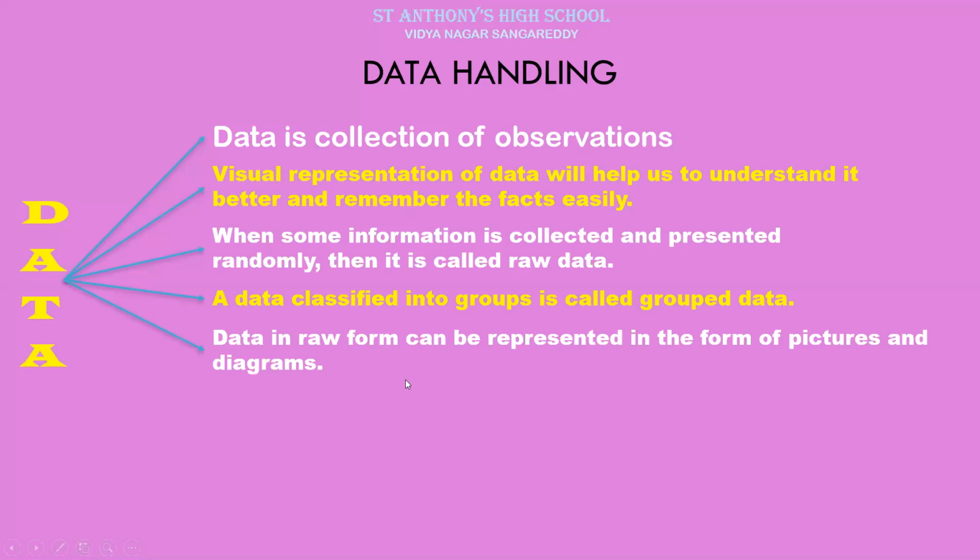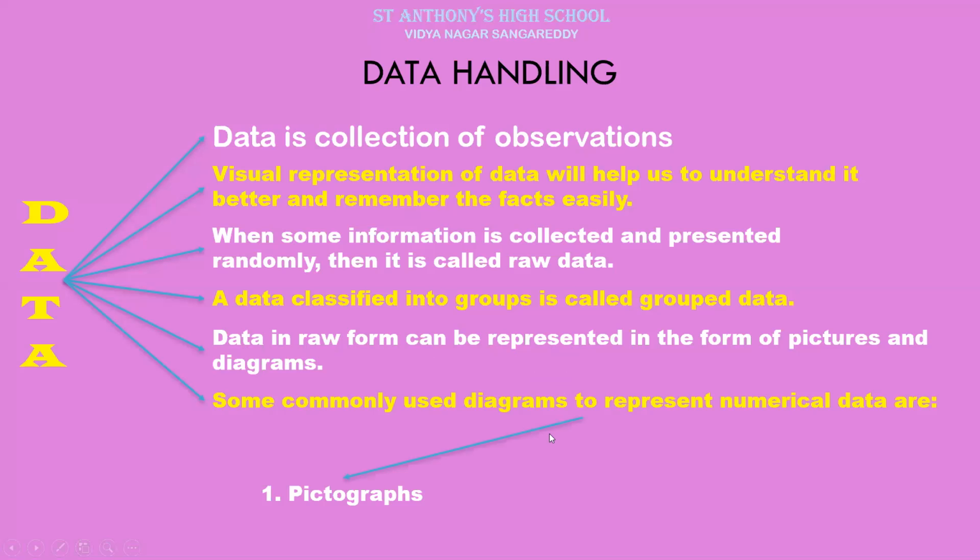Next, data in raw form can be represented in the form of pictures and diagrams. Some commonly used diagrams: data in raw form can be represented in pictures or in diagrams. So how many types are there? First one is pictographs. Second one is bar graphs. Third one is pie charts. So these three types of visual representations are there for data.